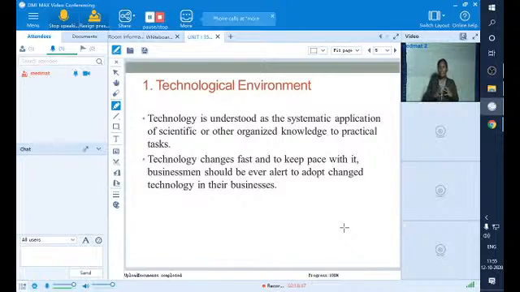Technology changes fast, and to keep pace with it, businessmen should be ever alert to adapt to the changed technology in their business. If you want to earn more profit inside an organization, you need to adapt to the technology. You need to change the organization based on technological purposes. So that is what the second line gives here: technology changes fast, and to keep pace with it, businessmen should be ever alert to adapt to the changed technology in their business.